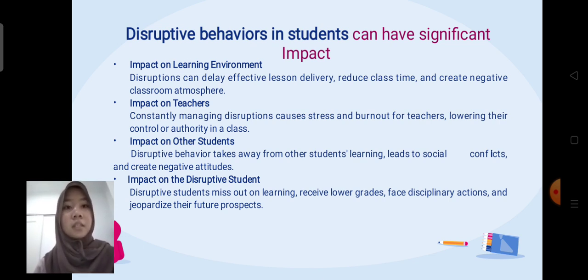The next, impact on other students. Disruptive behavior takes away from other students' learning, leads to social conflicts, and create negative attitudes. And the last, of course, the impact on the disruptive students. Disruptive students miss out on learning, receive lower grades, face disciplinary actions, and jeopardize their future prospects.